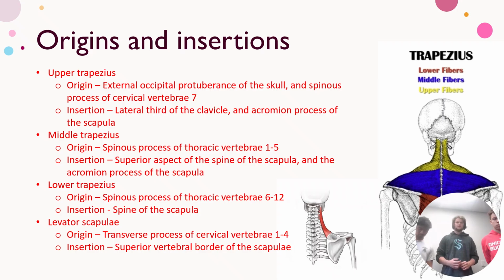The lower trapezius originates at the spinous process of thoracic vertebrae 6 through 12, and inserts at the spine of the scapula. Then the levator scapulae originates at the transverse process of the cervical vertebrae 1 through 4, and it inserts at the superior vertebral border of the scapula.